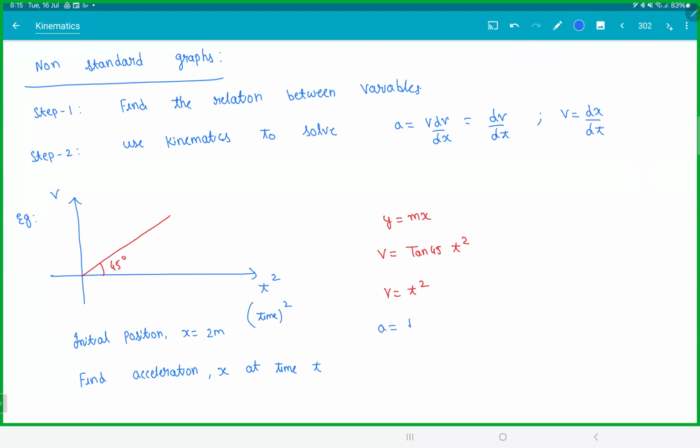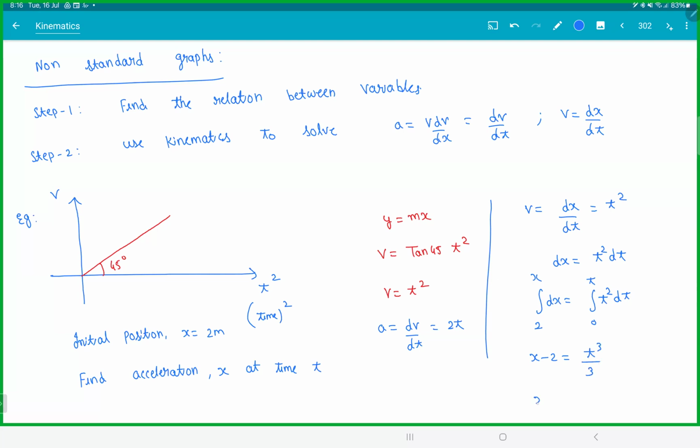You want acceleration, dv by dt. That is 2t. There you got the acceleration. What is v? dx by dt. That is equal to t square. So dx is equal to t square dt. Integrate on both sides. Time will go from 0 to t. When t is 0, x coordinate is 2, and this is x. So x minus 2 is equal to t cubed by 3. So x is equal to t cubed by 3 plus 2.